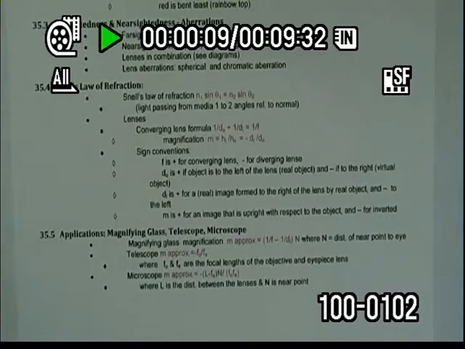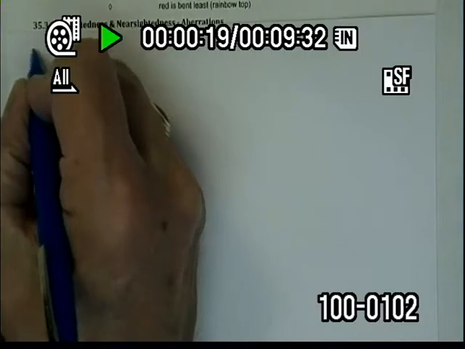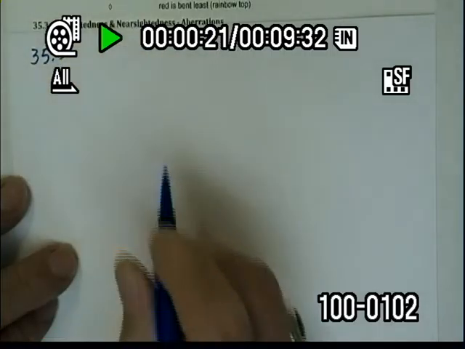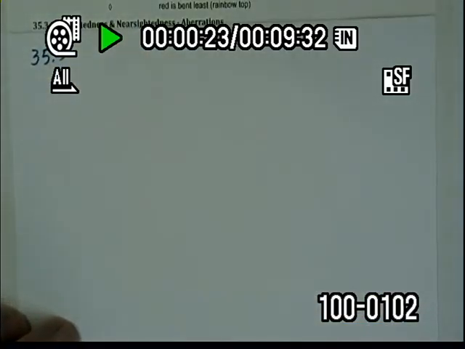We'll continue our work here on Chapter 35, the reflection of light in lenses. The next section is section 35.3, where we look at farsightedness and nearsightedness of the human eye, as well as aberrations.